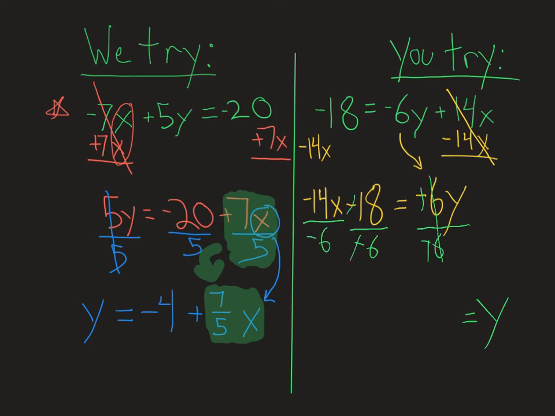Pair of negatives cancel. That's going to equal 3. Pair of negatives again are going to cancel. I've got 14/6. I'm going to reduce that. 14/6, we can divide a 2 out. It's going to become 7/3.